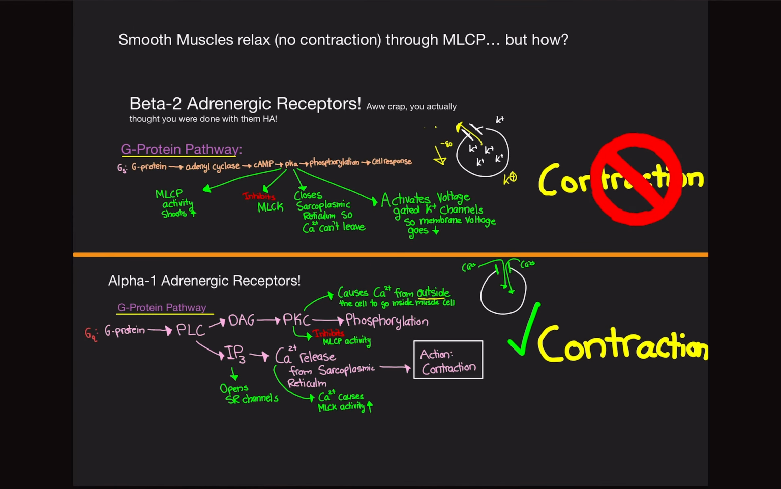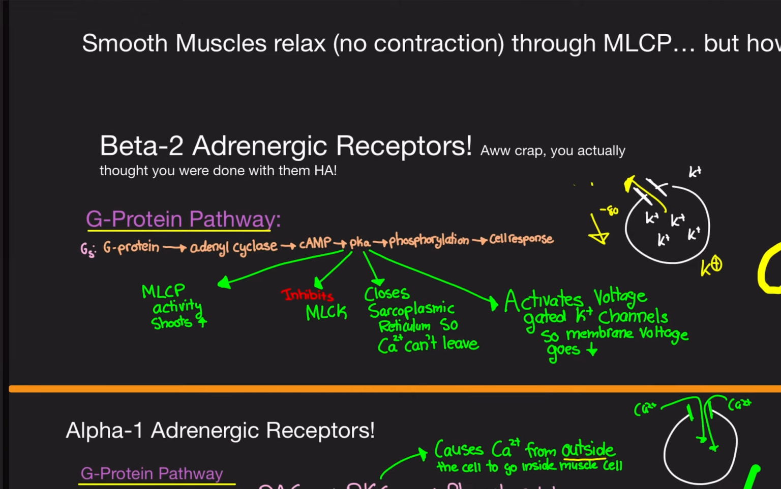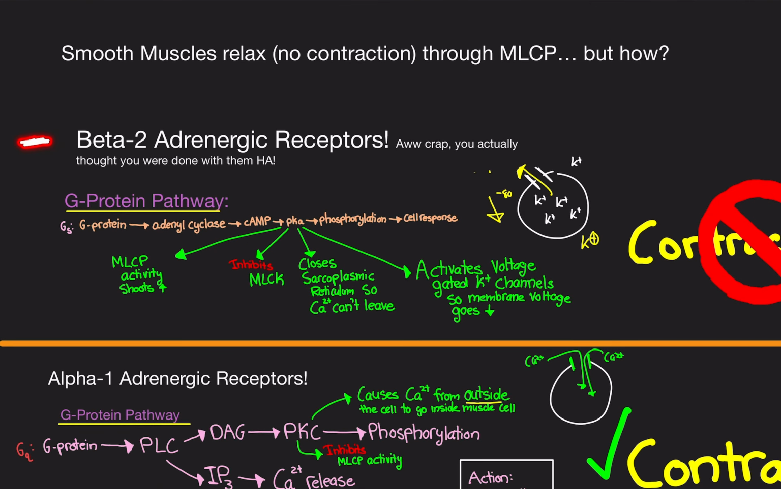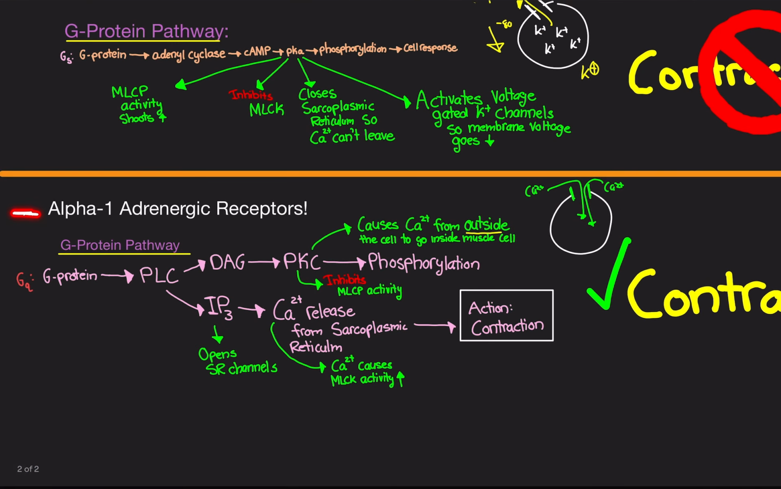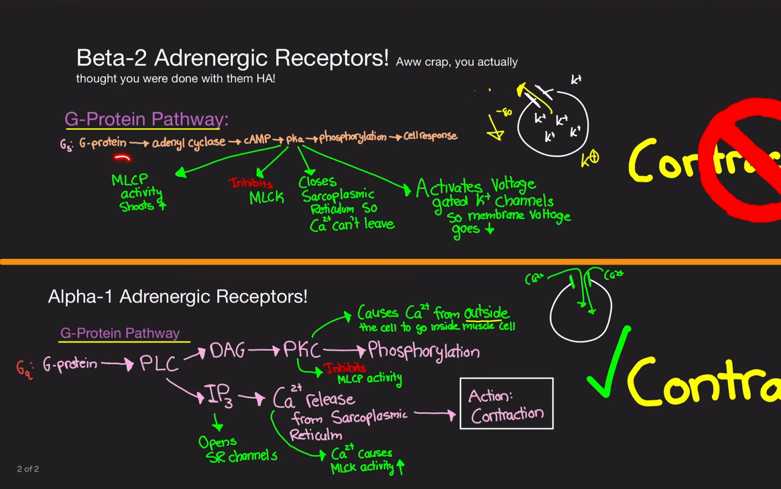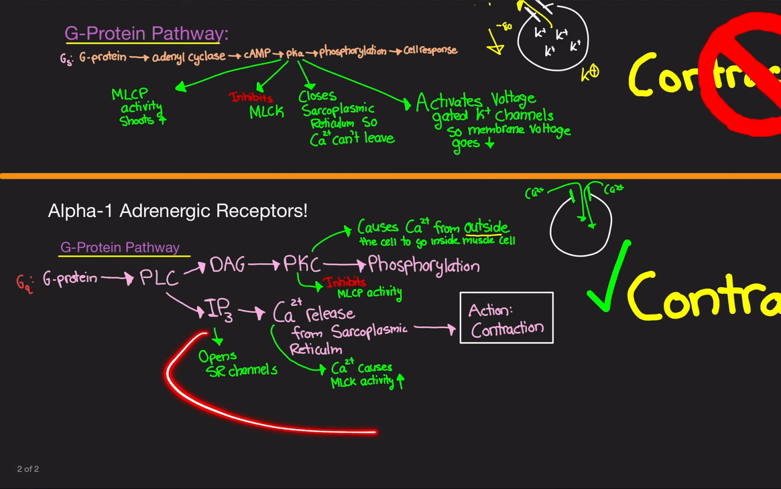So the top half, all this stuff, causes no contraction. This bottom half is for contraction. So for no contractions, we use beta 2 receptors, and for contraction, we use alpha 1 receptors. And all the green stuff on the top is what we're doing to cause no contraction to happen. All this green stuff on the bottom half is what we do to cause contraction to happen.